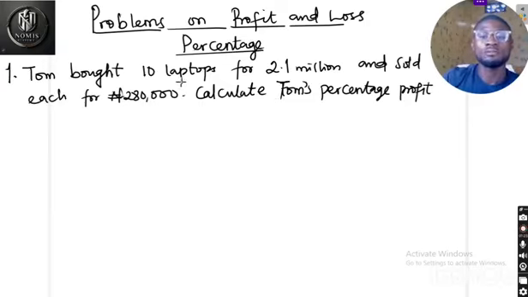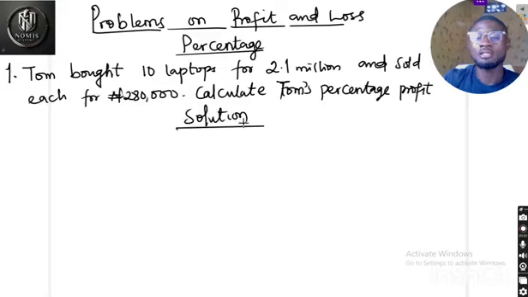We were only given the amount he bought the 10 laptops and that he sold one for 280,000 naira. What are we going to do? We are going to find how much he will sell the 10 laptops if he sells one for 280,000 naira. Once we get that as the selling price, we can calculate the profit and then the profit percentage. Let's get down to the solution.